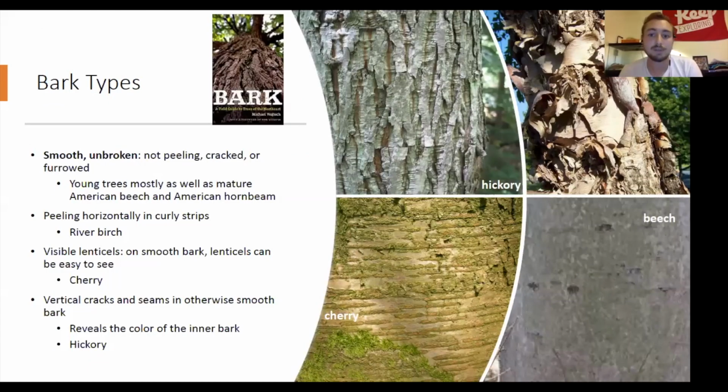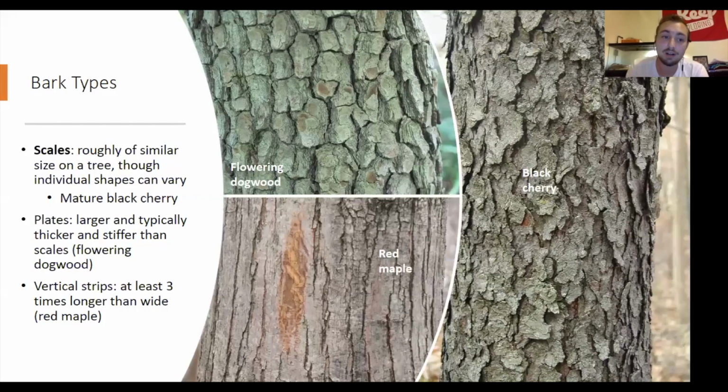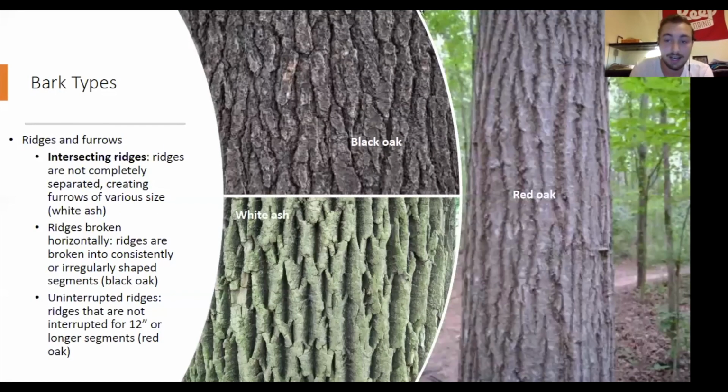So for bark types, we're going to really be focusing on our smooth, unbroken bark when we talk about our American beech. We will talk about scaled bark, and so I'll touch on vertical strip too with our American elm. It is a feature of its younger bark, which is much different from its mature bark, which shows intersecting ridges and furrows. So both our tulip tree and our mature American elm are similar to our white ash with its intersecting ridges of bark.